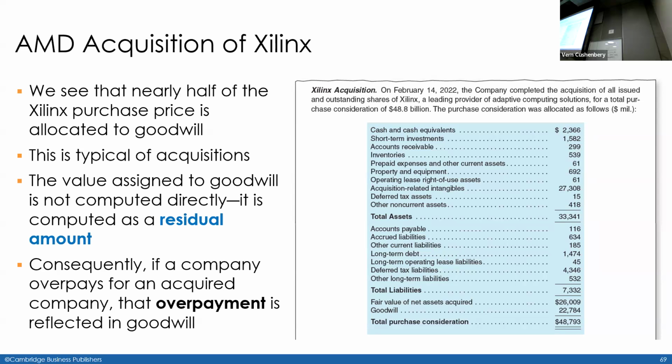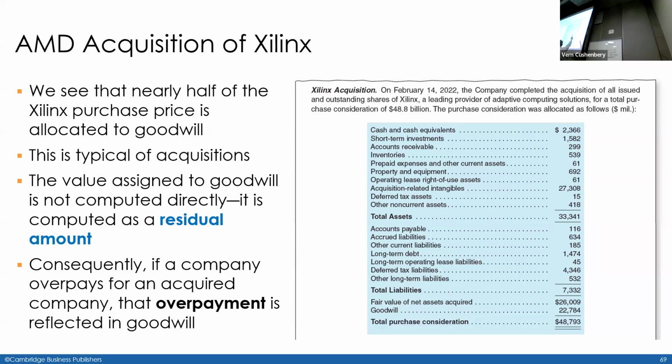2022 or something. So AMD bought Xilinx for $48 billion. And if you look at the cost assessment, you can see that the purchase price was allotted to cash, 2.3 billion in cash. That's an easy one. Short-term investments, accounts receivable, inventory, so on and so forth. Those are the balance sheet items.